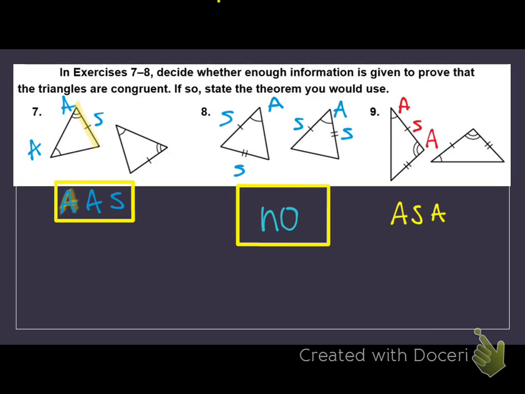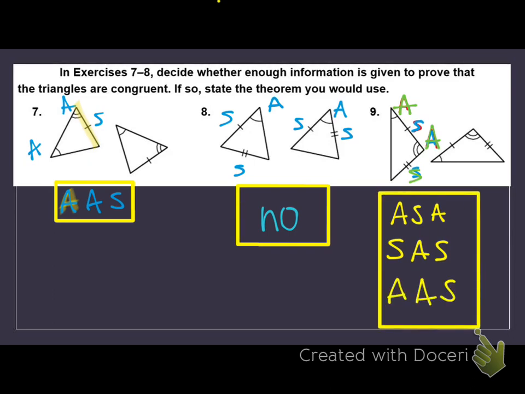What else do we have? We got side, angle, side. We have 1 more. We have angle, angle, side. The third side isn't congruent for side, side, side. We have all 3 of them. I'm going to let you know right now on the quiz, you'll just have 1.